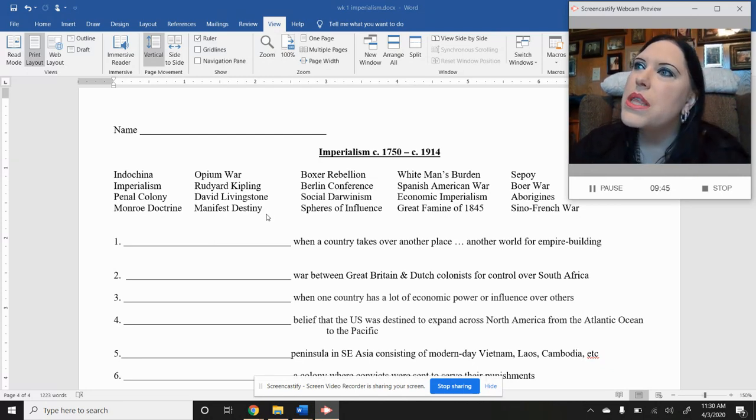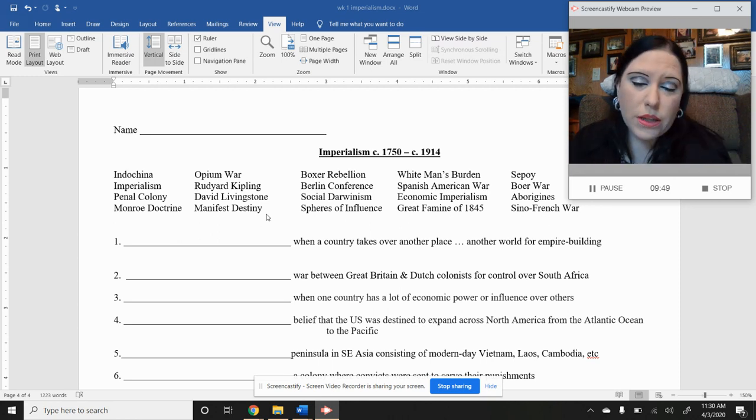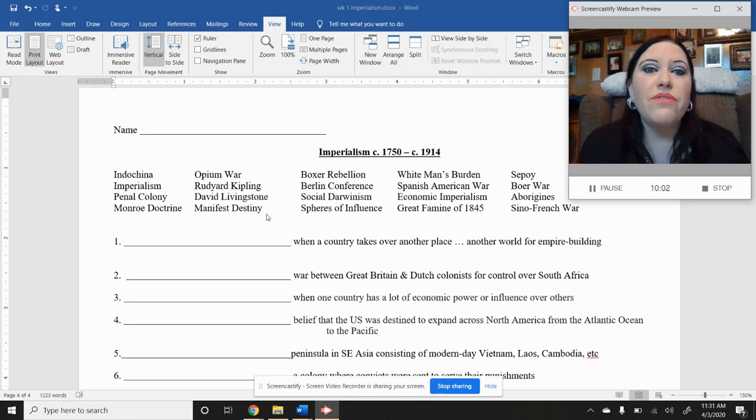Let me think. Let me say it this way: China is going to be a sphere of influence for England, because England doesn't own all of China, but they definitely have influence there. So a sphere of influence is somewhere where you don't actually own it, but you influence it very heavily.